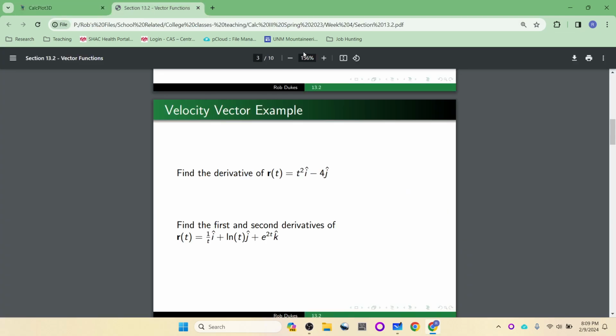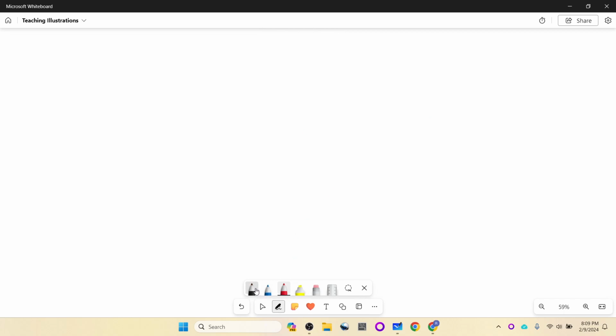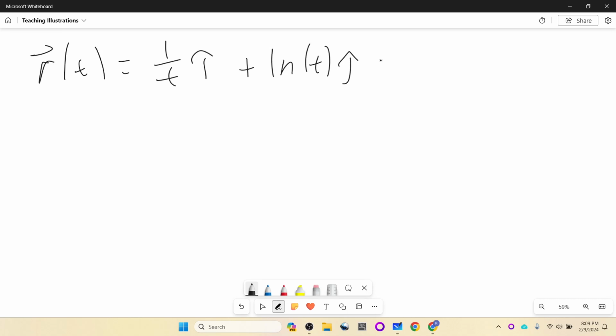All right, let's find the first and second derivatives of this function. 1 over t i plus ln of t j plus e to the 2t k. All right, here my paper's rustling, so I don't have to keep switching back and forth. Clear this. All right, r of t is 1 over t i plus ln of t j. If I ever say log, I mean natural log. It's the only log we use in this course.